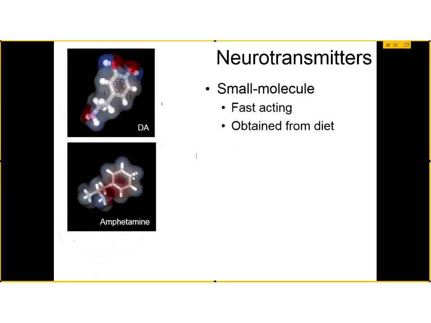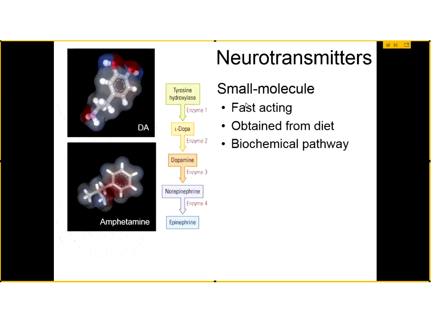One of the things I like to point out is the similarity between a drug that acts like dopamine, amphetamine, its chemical structure, versus dopamine's chemical structure. You can see that there is some clear similarity in the way this compound looks relative to the way dopamine looks. That similarity is important for how amphetamine interacts with those receptors postsynaptically.